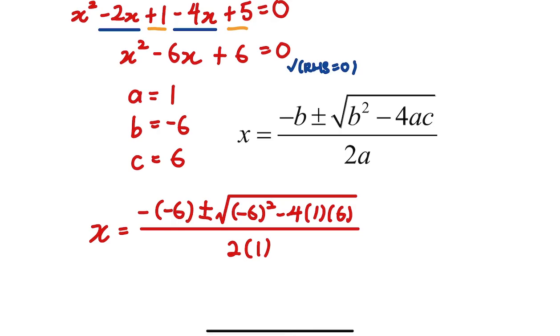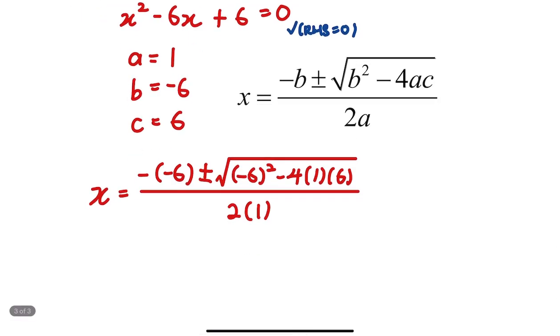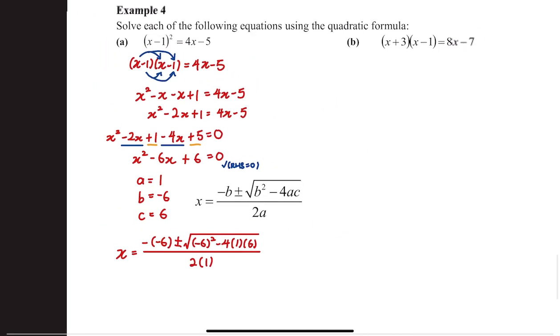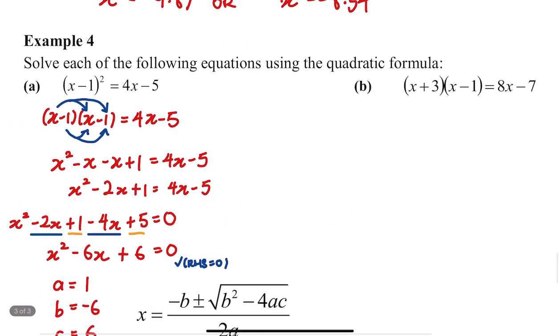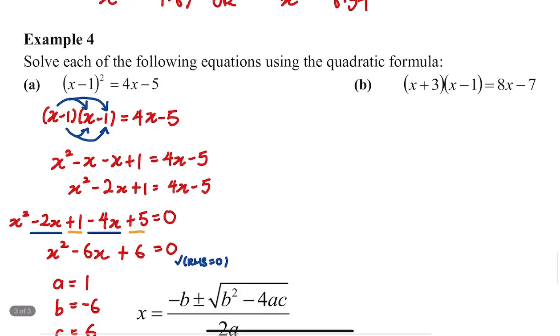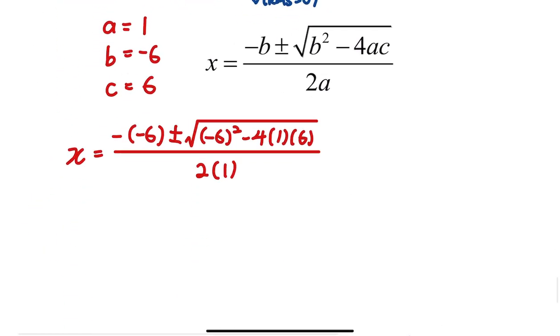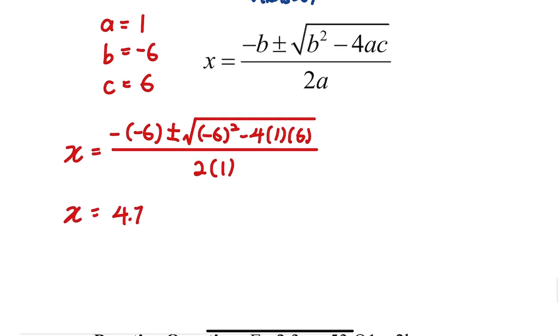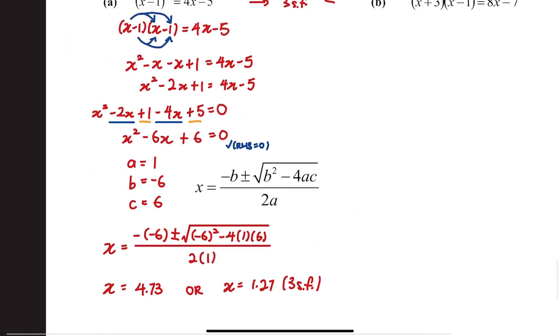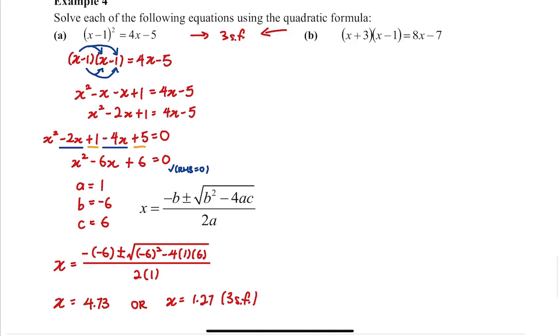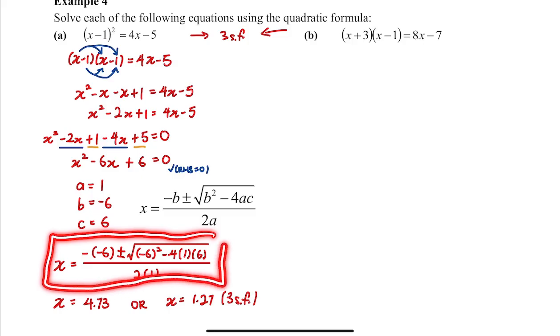Okay. Then now once I've done that, I can key this into your calculator to evaluate the answers. Note that for questions like this, if the question never specifies the degree of accuracy, we usually leave your answers to 3SF. So over here, if you press this in your calculator, you'll get x equals to 4.73 or x equals to 1.27, rounded off to 3SF. Okay, this is for example 4a. Remember, this step must be seen in order to score the full marks for the question.